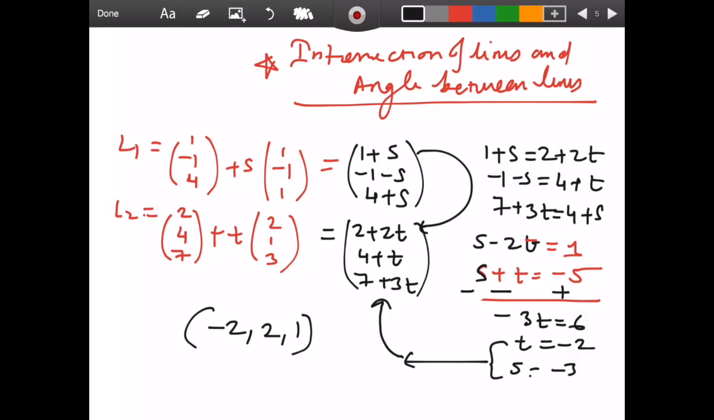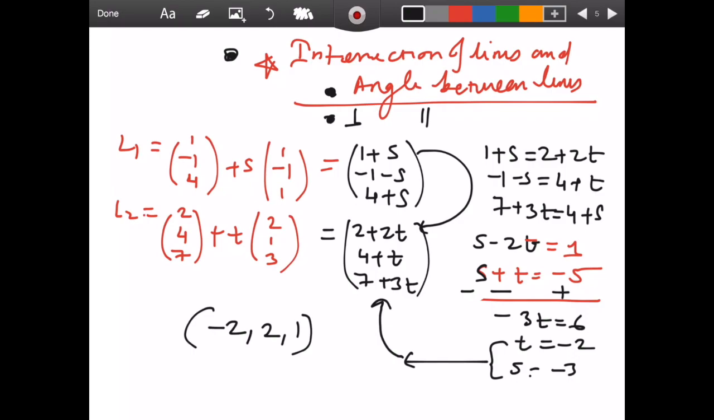Hi students, in this video I'm going to cover the intersection of two lines and the angle between two lines. Sometimes I'm also going to cover the concept of when two lines are perpendicular and when two lines are parallel. So these are the additional concepts to check perpendicular and parallel lines.